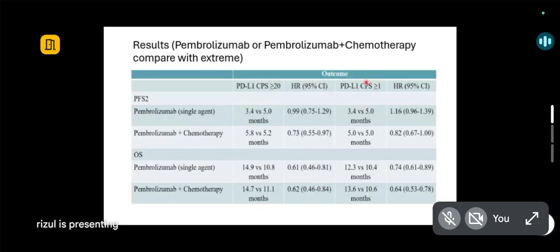So based on whether the combined positive score is more than 1 or not, we found that pembrolizumab plus platinum and 5-fluorouracil is an appropriate first line of treatment for recurrent and metastatic head and neck cancers, whereas pembrolizumab monotherapy is an appropriate first-line treatment only for PD-L1 positive recurrent or metastatic head and neck cancers.